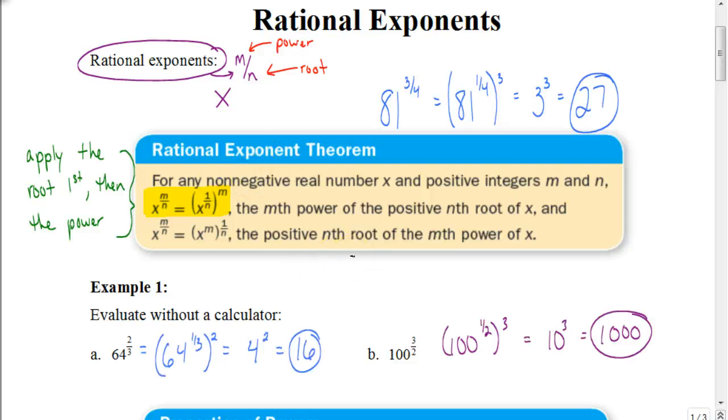Okay, let's see how you did here. For this first one, you should have applied the cube root first to the 64 and then squared it. Well, the cube root of 64 is 4, and 4 squared is 16. For the second one, apply the root first, so this would be the square root, and then apply the power last, which would be the third power. So the square root of 100 is 10, and 10 cubed is 1,000.